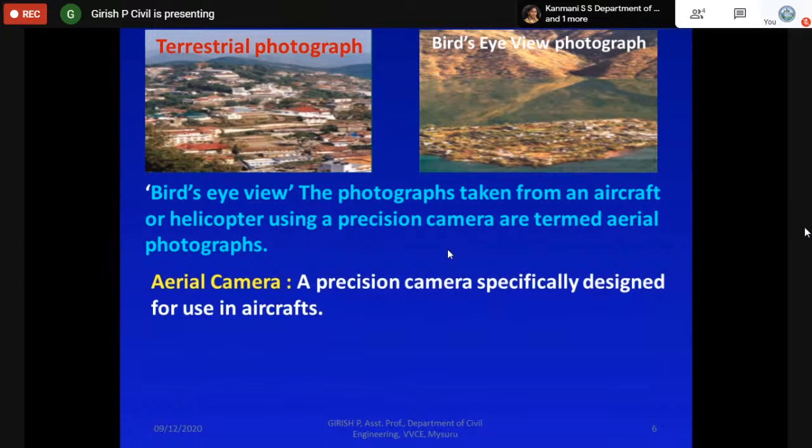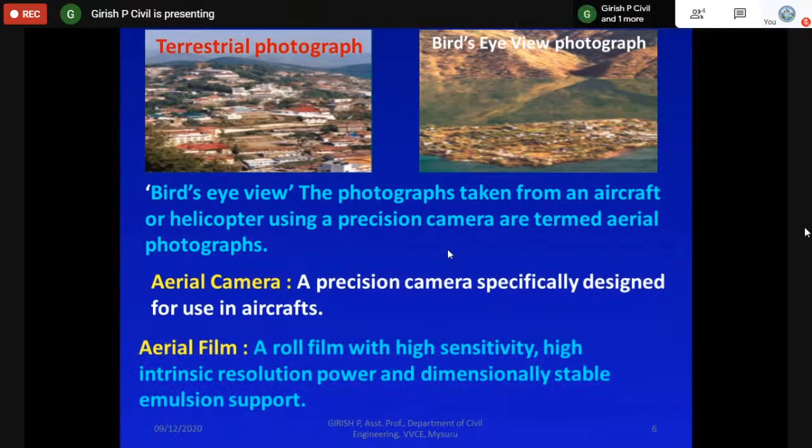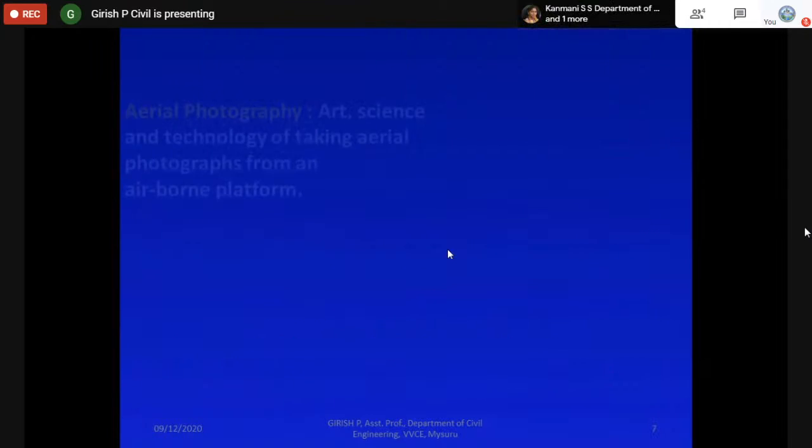Some important terminologies to remember in aerial photographs: the aerial camera, a friction camera specifically designed for use in aircraft for collecting data. And another terminology, the aerial film. An aerial film is a roll film with a high sensitivity, high intrinsic resolution power, and dimensionally stable emulsion support. Depending on the aerial film, we capture the data and then the interpretation is carried out.